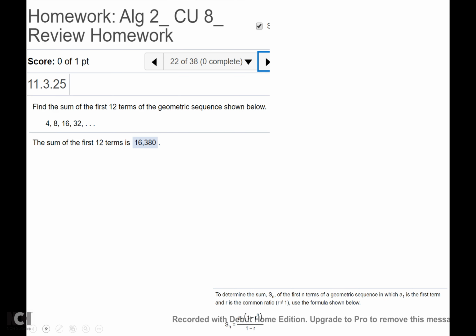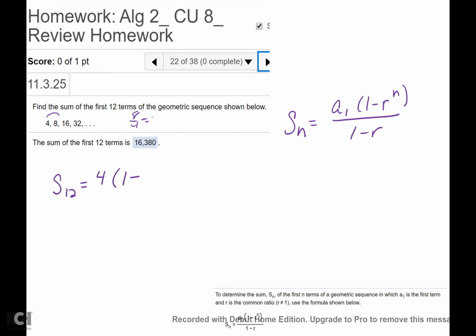Okay. Find the sum of the first 12 terms of the geometric sequence shown below. 4, 8, 16, 32. So to find the sum of geometric terms, you have a sub 1 times 1 minus r to the n over 1 minus r. So to find the sum of the first 12 terms, I take the first term, which is 4, times 1 minus my common ratio. I'm going to have to figure that out. 8 divided by 4 is 2. 16 divided by 8 is 2. 32 divided by 16 is 2. My common ratio is 2 to the 12th over 1 minus 2.